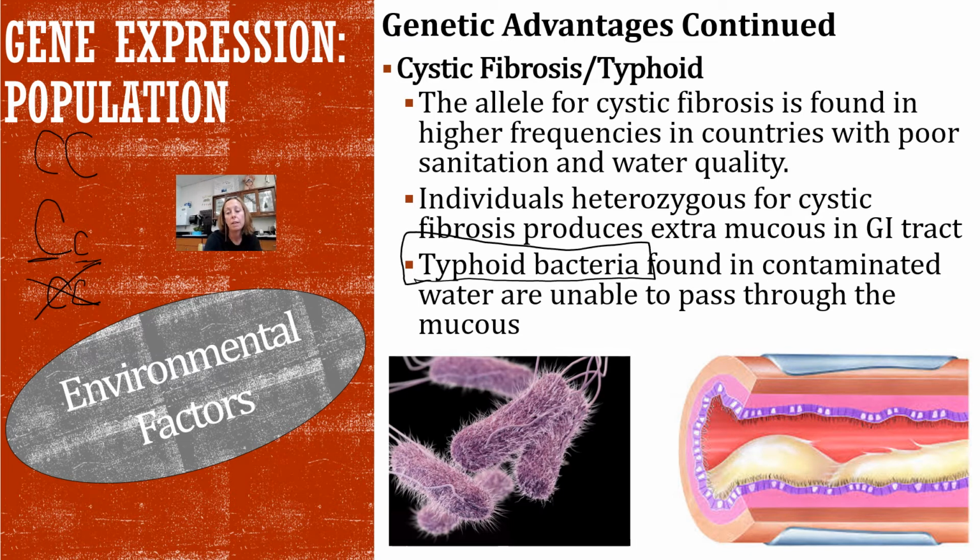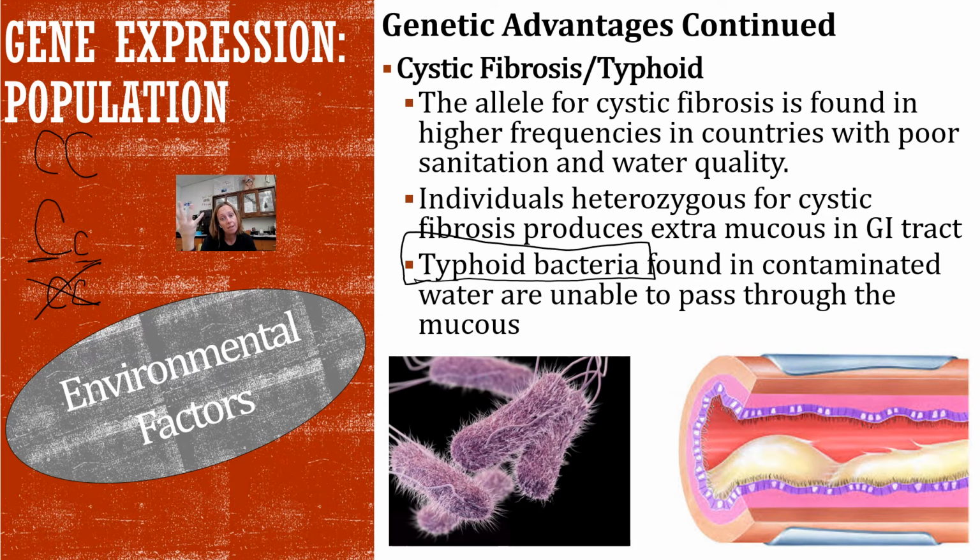So typhoid bacteria, if you drink contaminated water, right? So water that has typhoid in it, if you drink contaminated water, then you can actually ingest the typhoid bacteria, it travels through your system, it goes through the lining of your digestive tract and into your system, and it makes you really sick, right? So in areas where there's lots of typhoid, we find that there's lots of cystic fibrosis. The allele for cystic fibrosis is prevalent because being heterozygous actually is beneficial because the mucus lines the digestive tract and the bacteria can't get in.